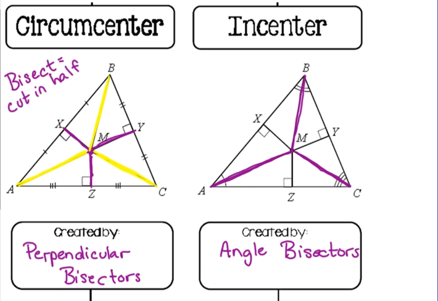So this line right here, AM, cuts this angle here at A in half. This side of it is the same as this side of it. BM, that segment cuts the angle right here at B in half. CM, that segment cuts the angle at C in half. So where they intersect there in the middle at M is what we call the incenter. Okay, the incenter.